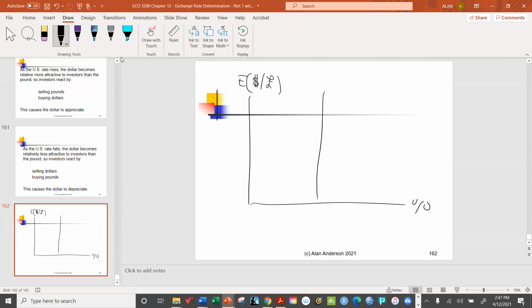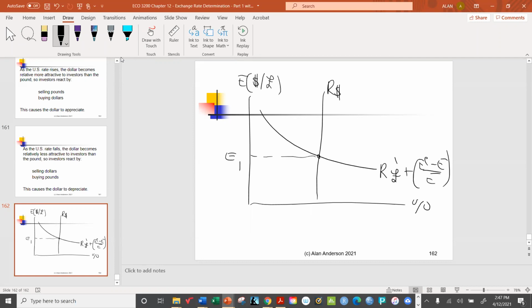So we start here. The US rate will stay fixed. The UK rate will start here at, let's call it R pound 1. And we'll assume no changes in expectations. All right, so we start at equilibrium rate right here, E1. Now, if the UK rate goes up, this entire curve shifts up. So what's happening now is that all of a sudden, once again, the pound is more attractive than the dollar.